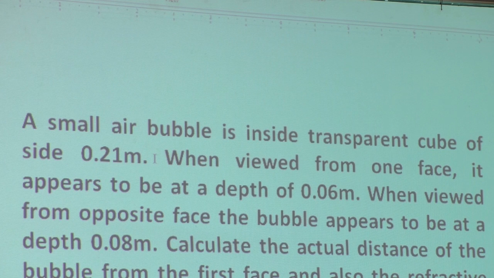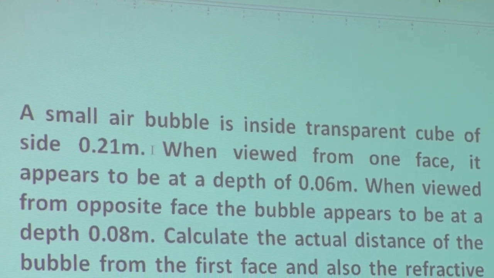A small air bubble is inside a transparent cube. This is very easy and a different type of problem. Very important: how to analyze it is the only thing which is required.